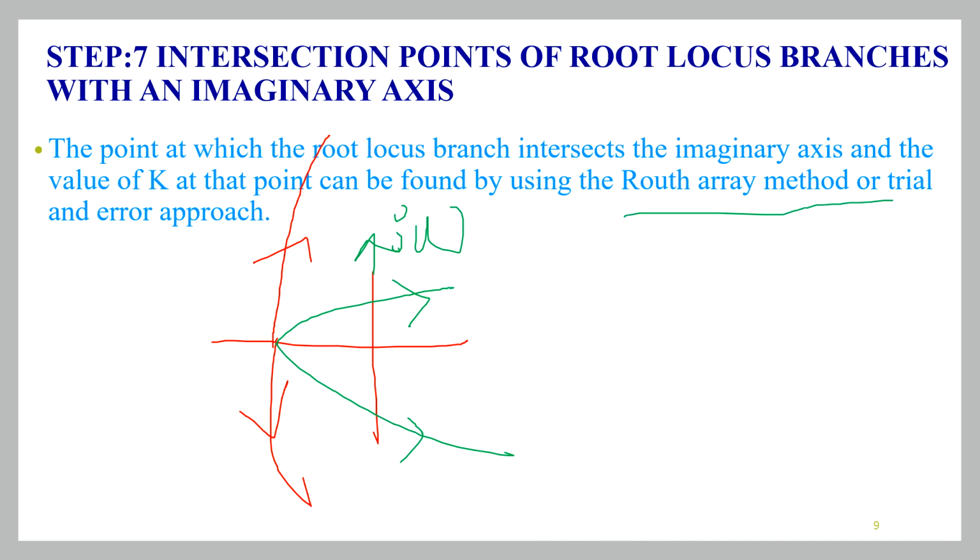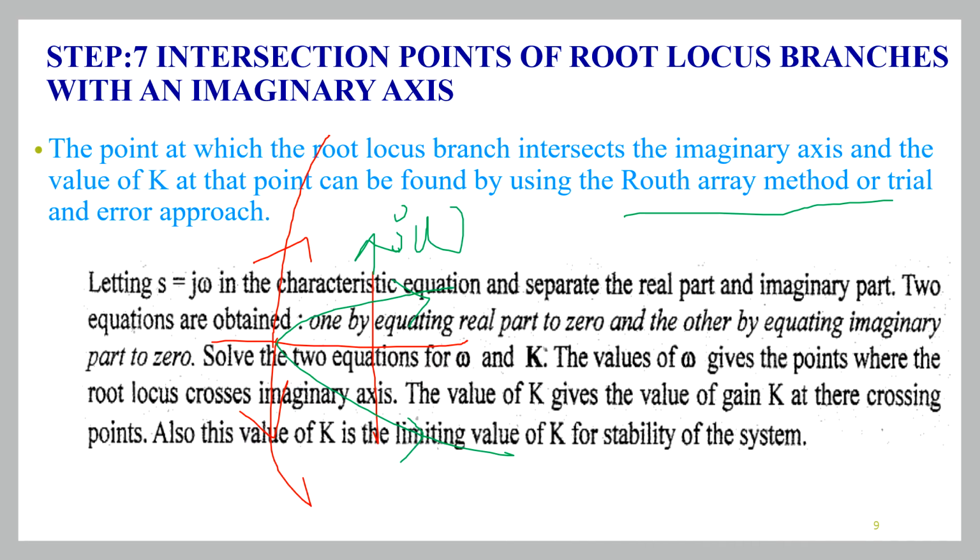So the final answer from the root locus is the stability. When the branches are in the left of the s plane, the system is stable. When the branches are in the right half, the system is unstable. When the branches meet the imaginary axis, at this point the system is said to be marginally stable. So when we are solving the problem, we will discuss.